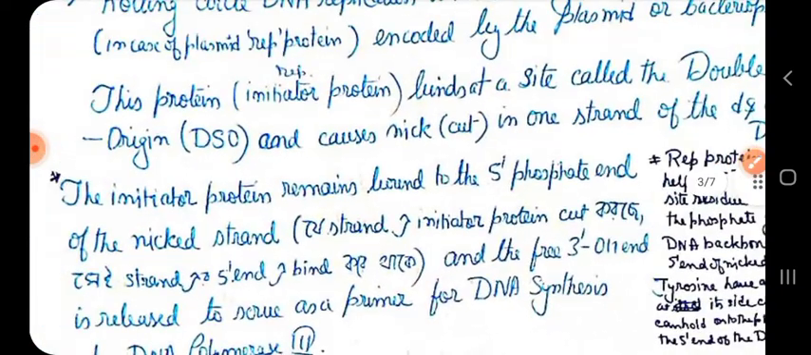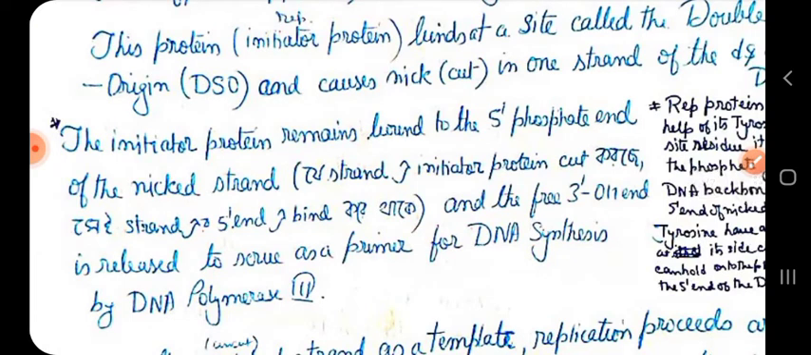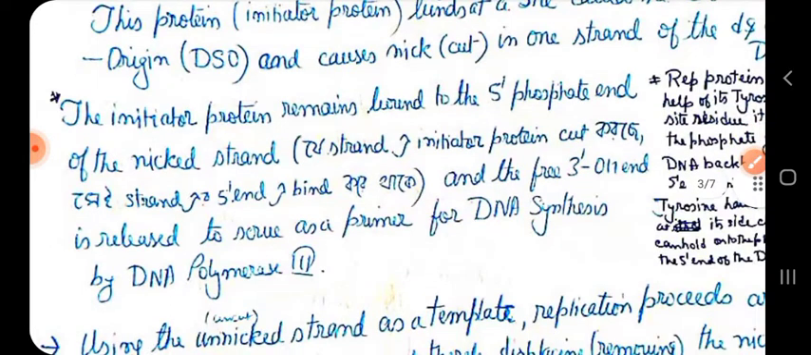So this initiator protein, with the help of its tyrosine active site, after making a nick, holds on to the DNA. The initiator protein remains bound to the 5' phosphate end. The same thing has been repeated here for the nicked strand.